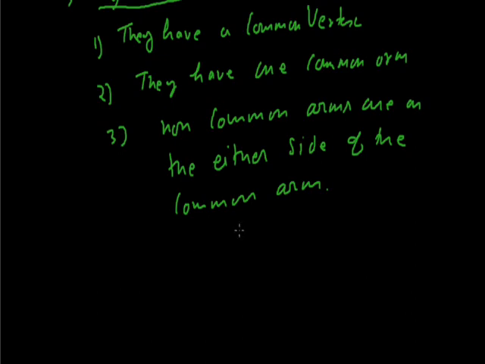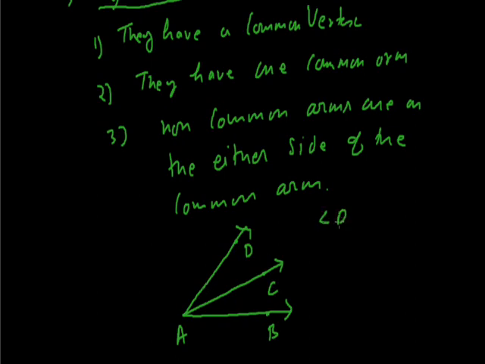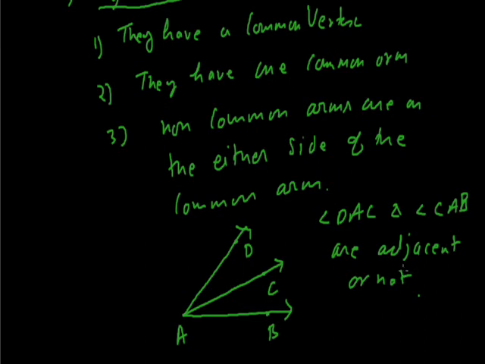लेट्स से मैंने एक एंगल बनाया. This point is, let's say, A, B, C, and D. We have to check whether angle DAC and CAB are adjacent or not. ठीक है. तो सबसे पहले अपन इन दोनों एंगल्स को देखेंगे, एंगल DAC एंड एंगल CAB.